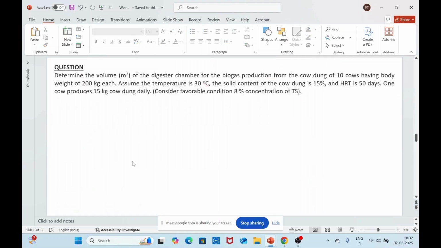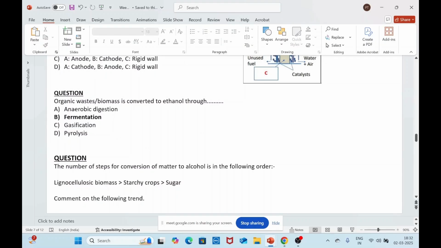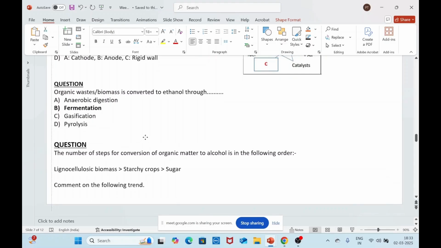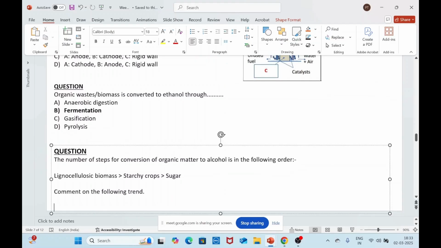Okay, let's come to this question. The number of steps for conversion of any kind of organic matter to alcohol is in the following order. Now, can anybody comment on the following trend? So, first of all, just for the sake of knowing, when you are going to convert this organic matter to alcohol, what are the steps that are going to be involved in general for any organic matter? Yes, just a second, 1 minute. Pre-treatment.